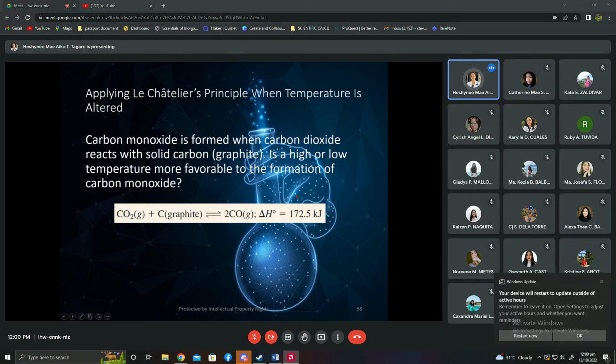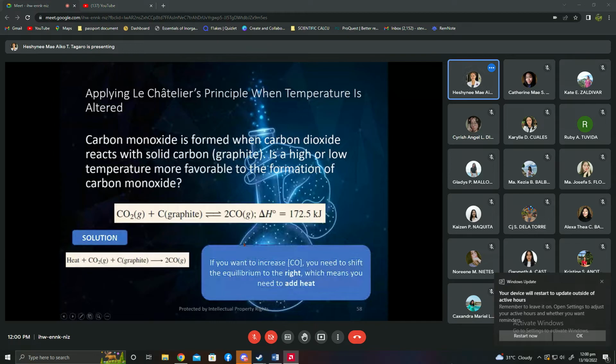So, the question here: we want the formation of carbon monoxide. Our reaction is endothermic. An endothermic reaction favors an increase in temperature. So an increase in temperature means an increase in the products. Therefore, if we want to increase the concentration of our carbon monoxide, which is our product, we need to increase the temperature. Okay?